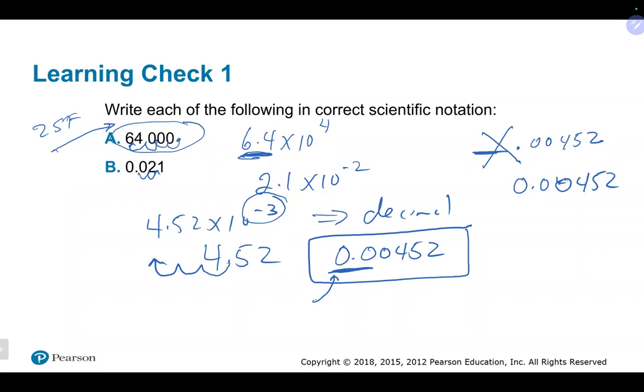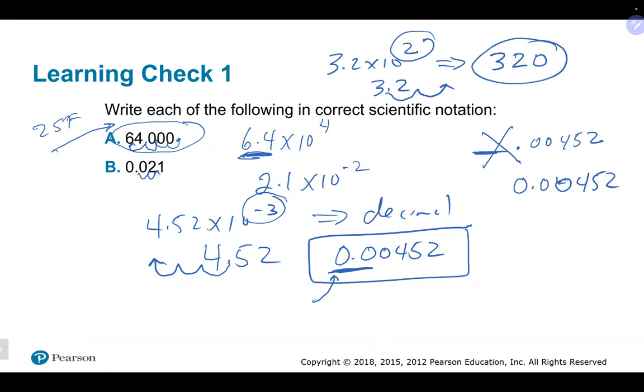And then obviously if we had something like 3.2 times 10 to the 2, in this case the 2 is 2 places. It's a positive exponent, so we want to make this a bigger number. To make the 3.2 larger, we would go to the right in this case, right? And we go a couple of places. There we go, and we'll end up with 320. Any questions on how to go back and forth between scientific notation and decimal place?